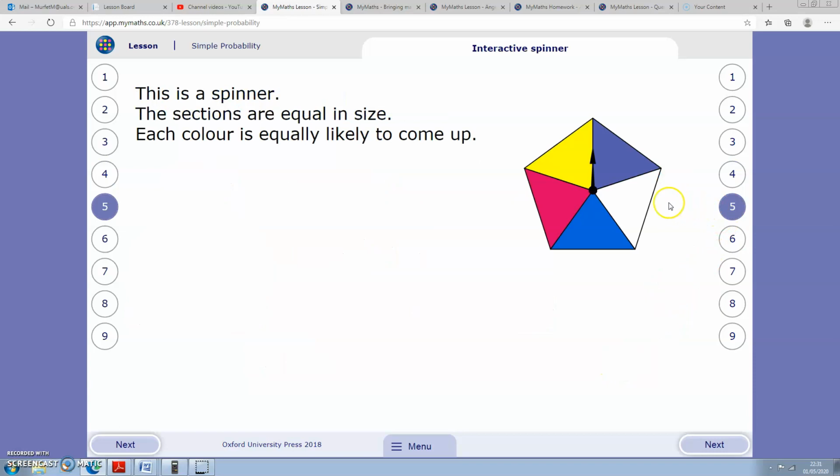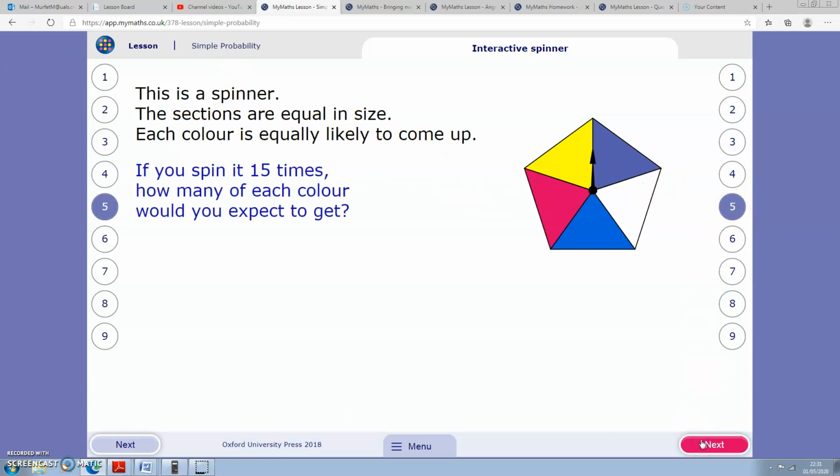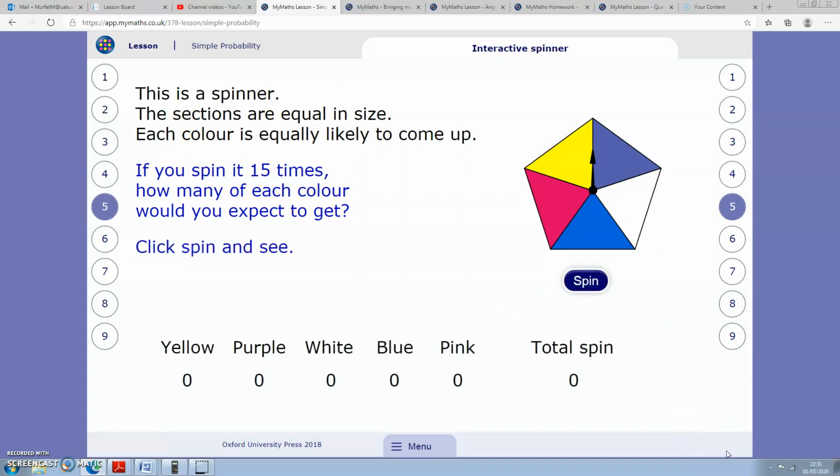Okay, question 5. Now, this is a spinner. The sections are all equal in size. Each colour is equally likely to come up. Okay. So, if you spin it 15 times, how many of each colour would you expect to get? Well, if there's 5 of these, how many 5s go into 15? Hopefully you're saying 3 at the screen, because you're right. So let's see.